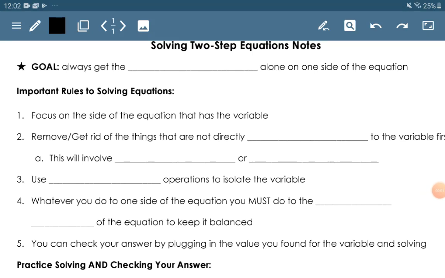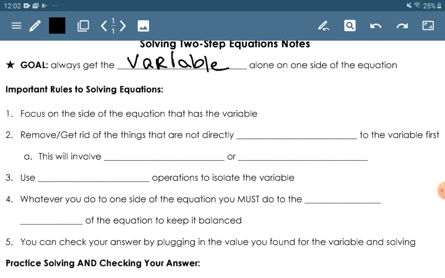We are solving two-step equations today. So the first thing on there, you're blank. The goal, and this is a reminder from yesterday, is to always get the variable alone. That's always going to be the goal no matter how many steps in an equation we are solving. The goal is always to get the variable alone.